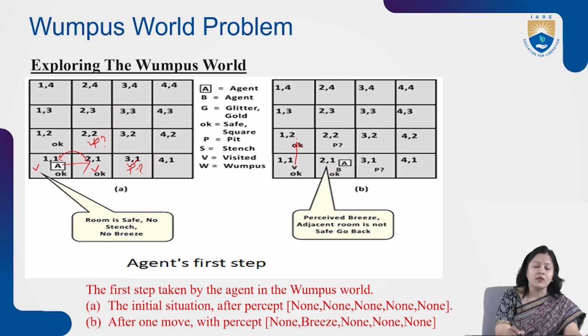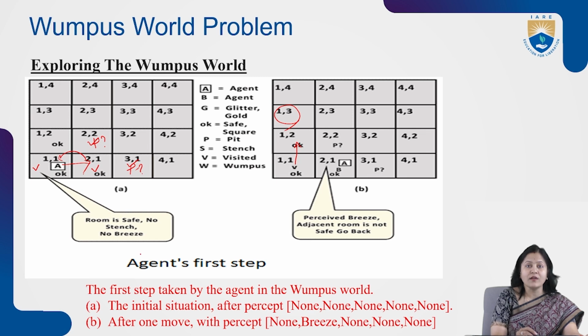He will explore the upward forward direction. After moving to the 1-2 location, the agent will feel a stinky smell because a monster is at this location. So what will he feel? A stinky smell. That means that adjacent to this, the monster will be either here or here, right?